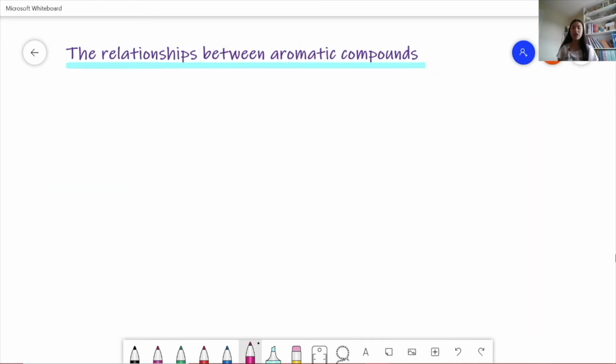So now we're going to have a look at the relationships between aromatic compounds, so all the compounds which have a benzene ring. Let's start off with benzene. So we have benzene in the middle. Now we're going to think about all the different things that we can produce from benzene. Firstly, we can go through halogenation. This is where we add a halogen in the presence of a halogen carrier. So we can either go through bromination or chlorination.